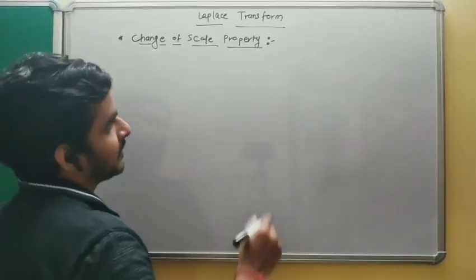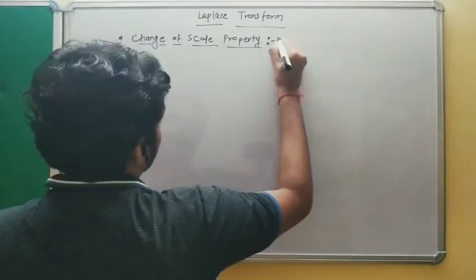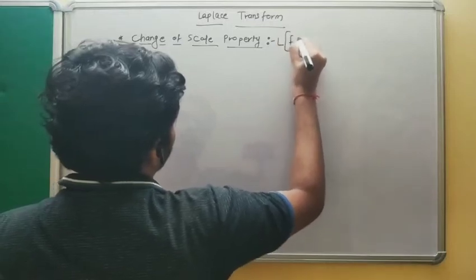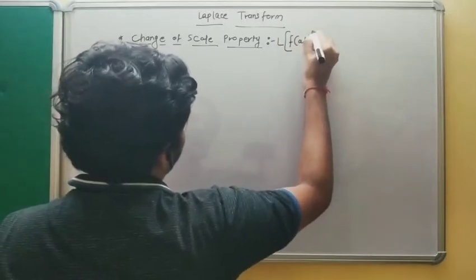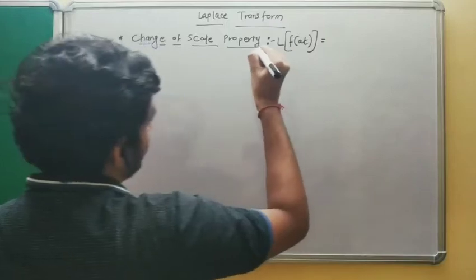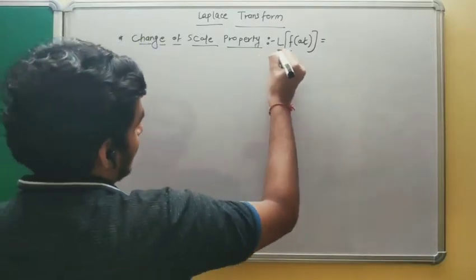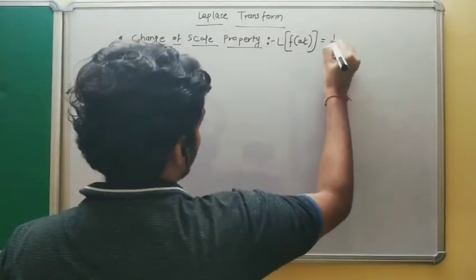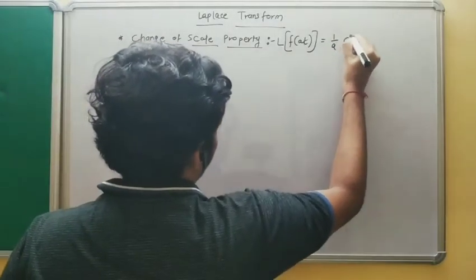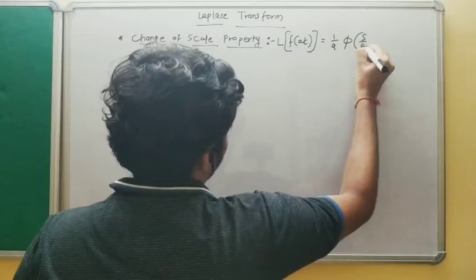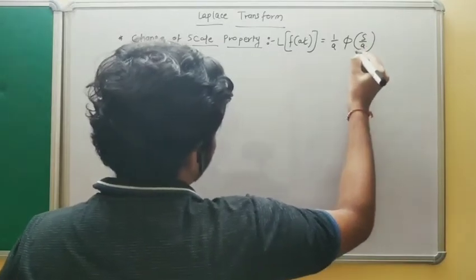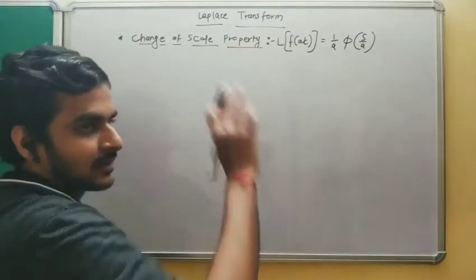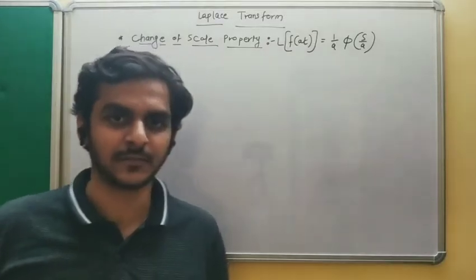But suppose if you have to find out Laplace transform of function of at, that is f of at, then according to this property Laplace transform of f of at is equal to 1 upon a phi of s upon a. Phi is nothing but Laplace transform of that given function.